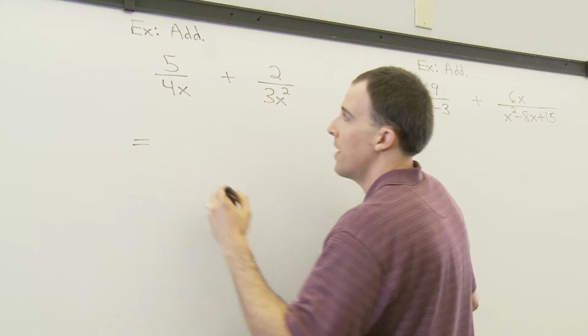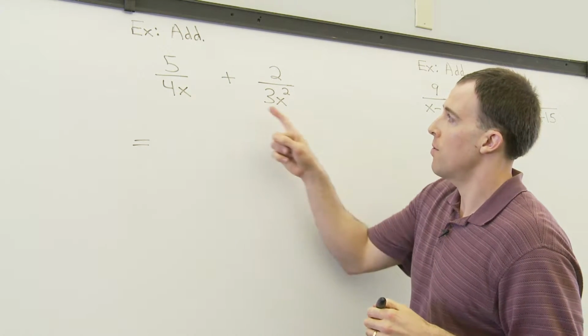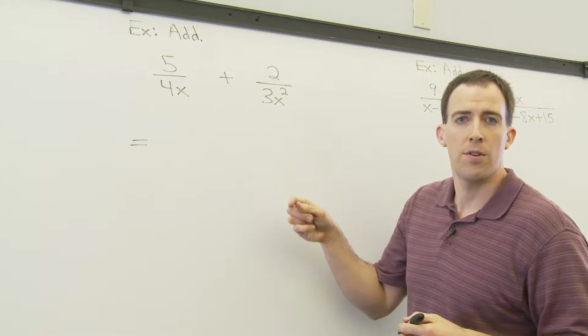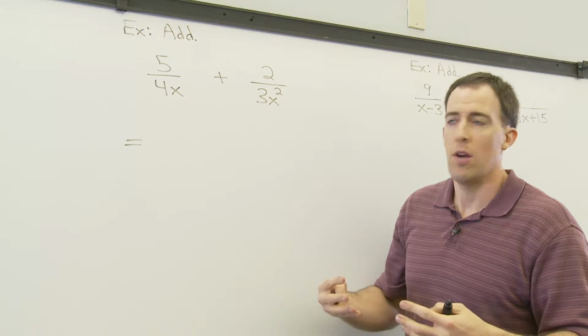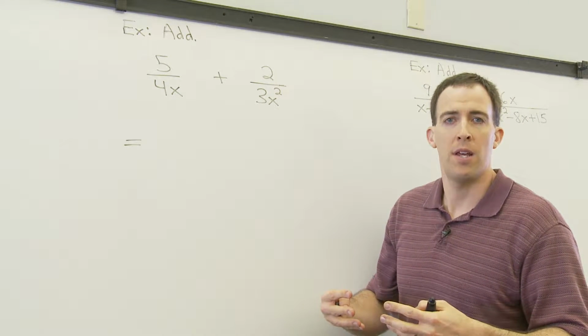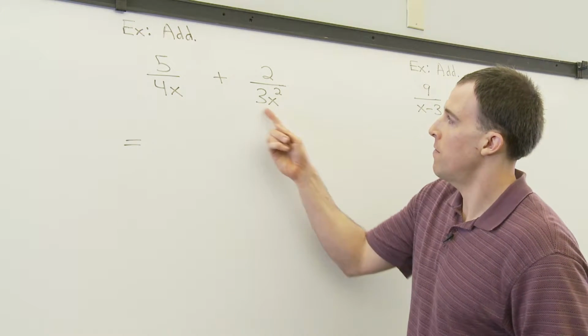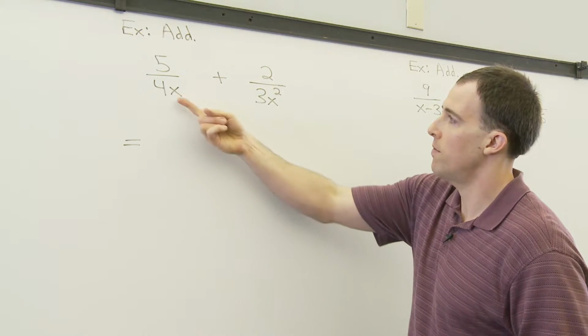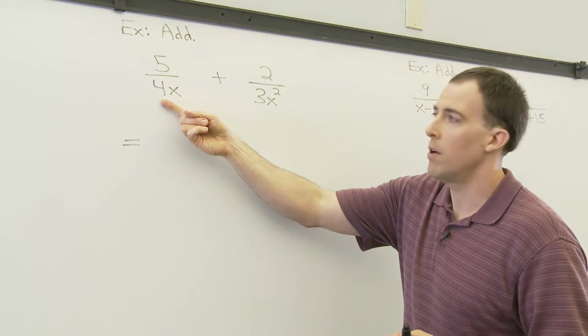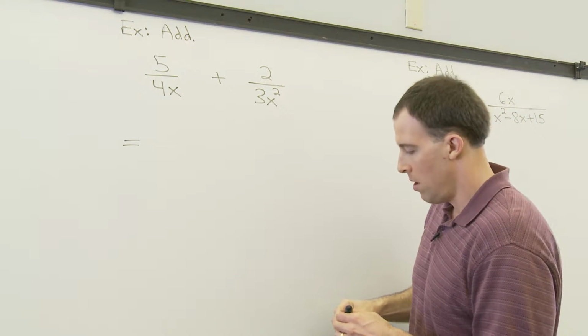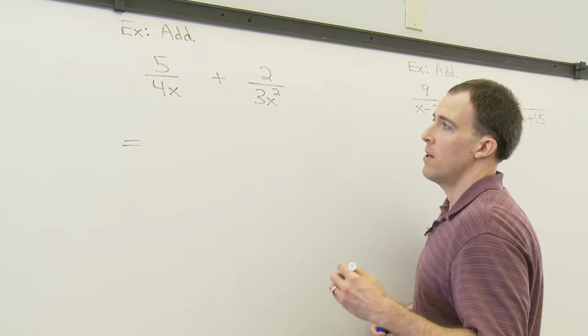So I'm thinking to myself, can we factor 4x or 3x squared at all? Because that's always the first step in finding the common denominator: factoring all the denominators completely if necessary. And there's really no way to factor 4x or 3x squared. We could factor 4 as 2 times 2, but it's okay to just leave it as 4. So what would the least common denominator be?